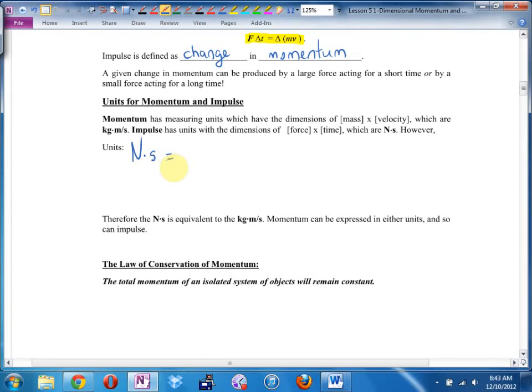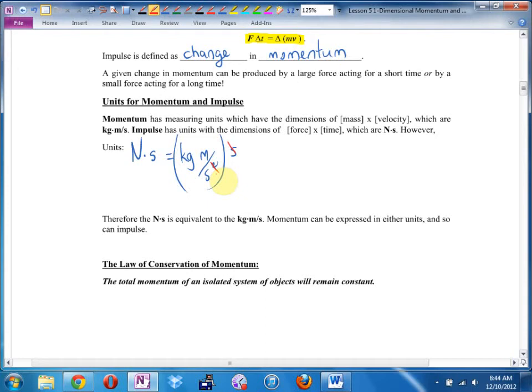Newtons measure force. Force was what times what? Come on. Force was what times what? MA. It was kilogram meters per second squared. That's Newtons times seconds still, because there was a seconds in my little expression here. And Gabby, can you see that you actually find out that Newton seconds is the same as kilogram meters per second? It is also equivalent units for momentum.